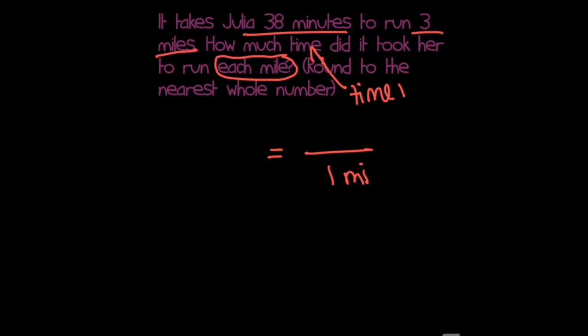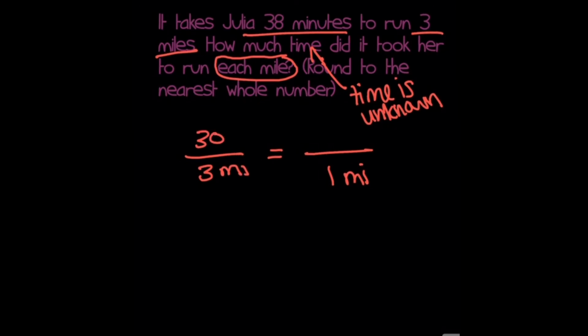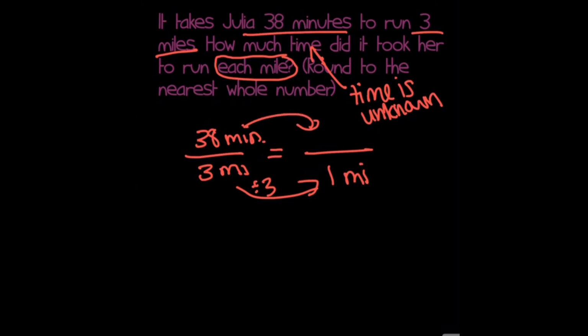Time is unknown. If it says each minute, then our mile will be unknown. Okay, if it says each, that goes over your denominator. So right over here, we're going to put 3 miles, and then on the top we write 38 minutes. Now, same process. We divide this number by 3. So 3 divided by 3 gives me 1. And same thing goes here.